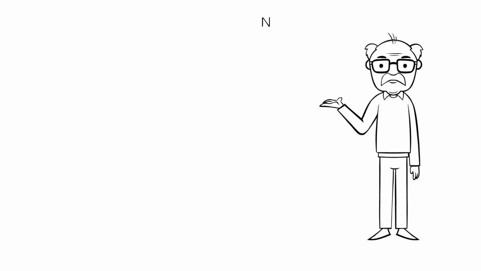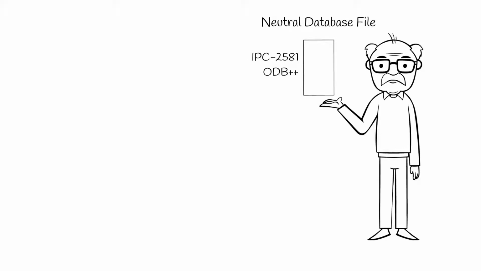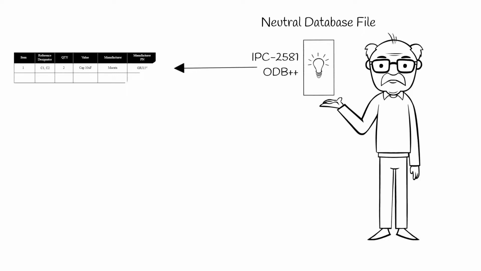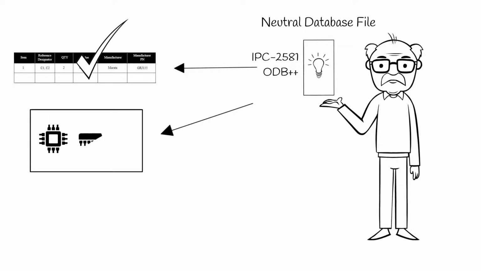The next is a neutral database file, which was produced for the fabrication process. Common formats for a neutral database file are IPC 2581 or ODB++. This file contains intelligent data, net names, and connections. The assembly manufacturing engineer will use this document to double-check the BOM, kit the parts for assembly, and for troubleshooting any issues that may arise.